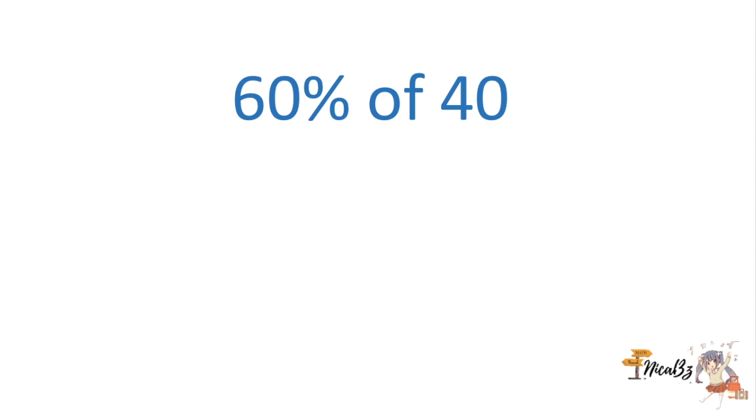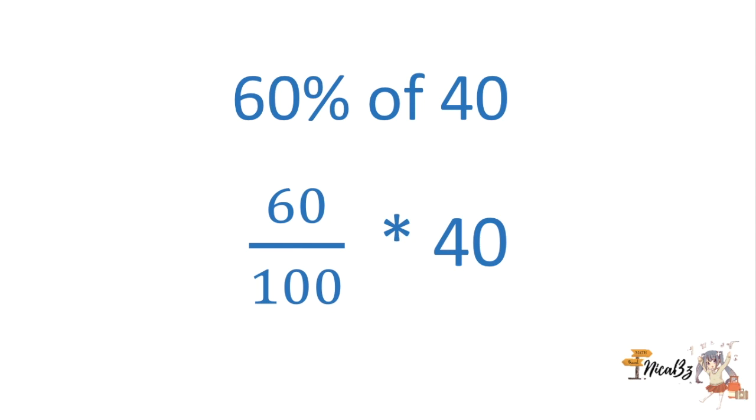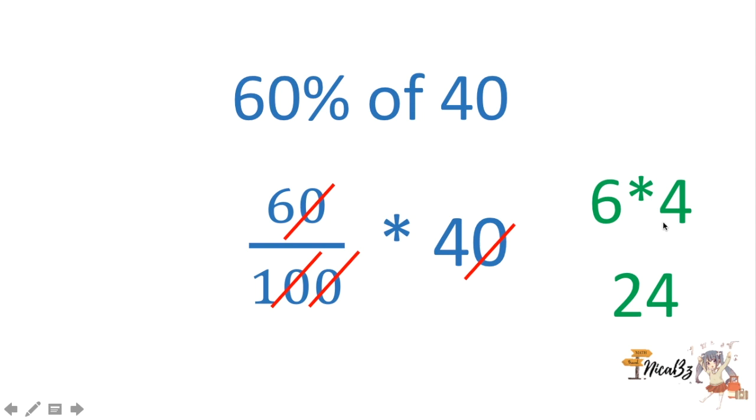Absolutely it is. Remember that 60% means 60 out of 100? That means to say that what you're multiplying to 40 is actually 60 over 100. So when you simplify this expression, this pair of zeros can be disregarded, and this pair of zeros can be disregarded too, leaving us with only 6 divided by 1 times 4, which is simply 6 times 4. So the answer is the same as 24.